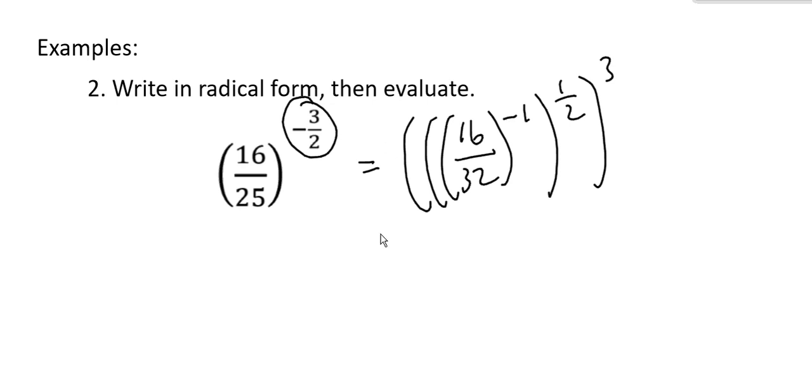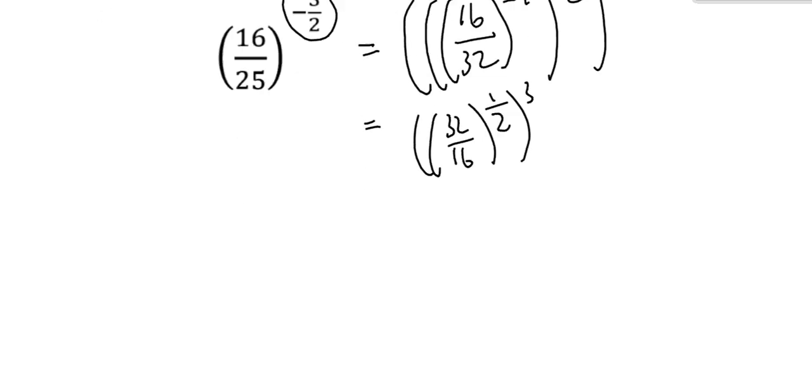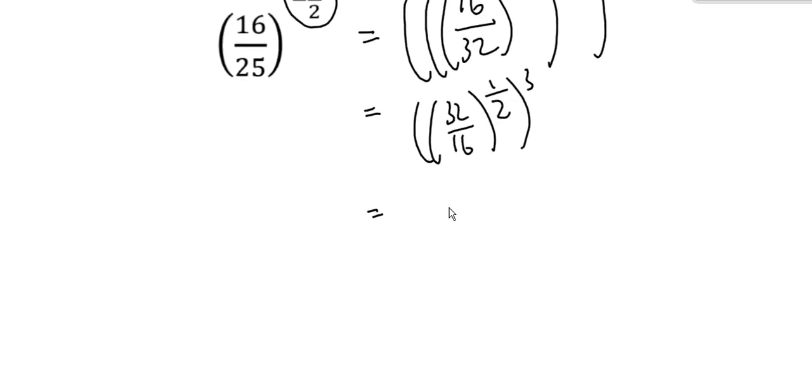So the negative sign tells me that this is upside down. It should be 32 over 16. And so I dealt with the negative sign. And now I'm going to deal with that exponent 1/2. So exponent 1/2 means that this is actually the square root of 32. Oh, where did I get 32 from?